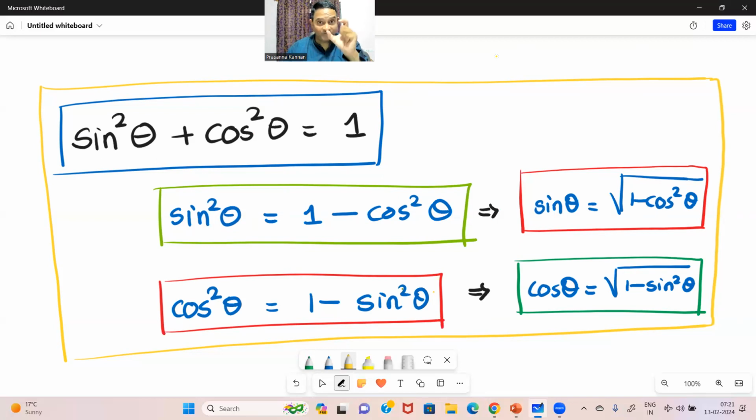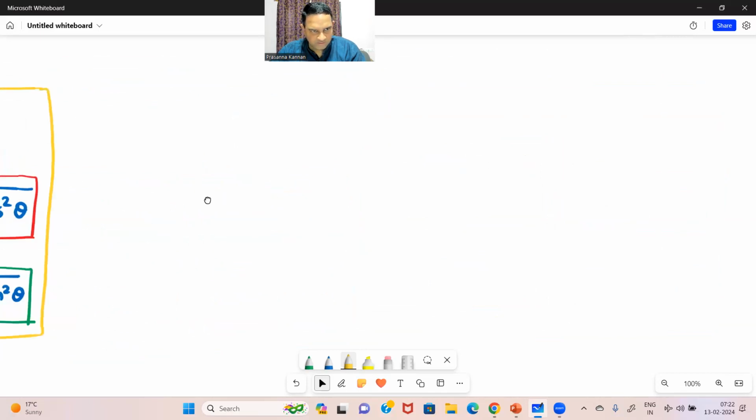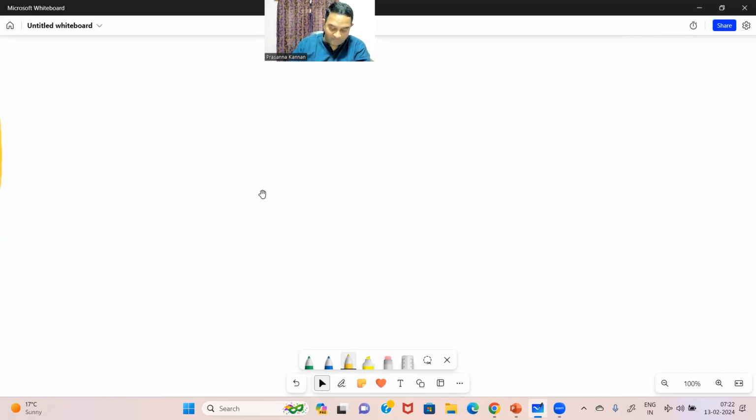If I ask what is sin square theta, you should say 1 minus cos square theta. If I ask what is cos square theta, you will say 1 minus sin square theta, correct? If I ask what is sin theta, the root of 1 minus cos square theta. Like that. Within 1 hour of listening to today's lecture, after you come back from school, you will go through this video for 1 hour, then prepare for 1 hour. Within 2 hours, you'll be a master of these formulas. Got it?